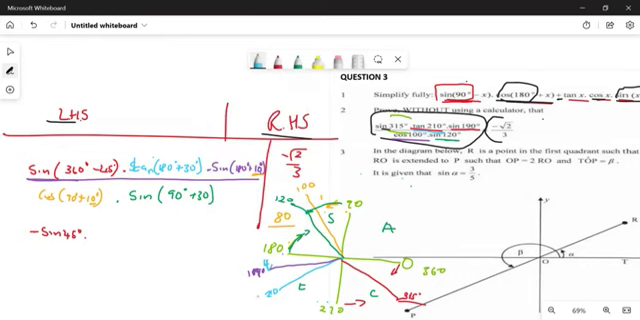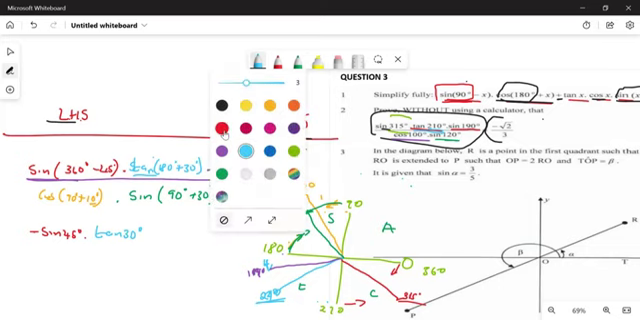We have 210. 210 is in the third quadrant. What will you say about 210 in the quadrant? Is it positive or negative? Positive. Tan is positive, so this is going to be written as the tan of 30 degrees. Okay?